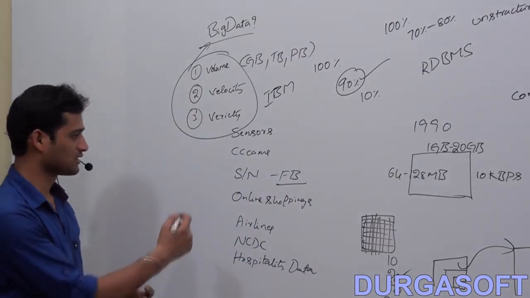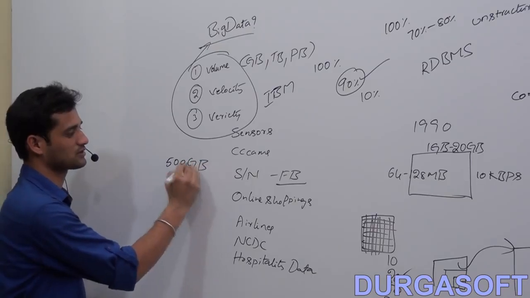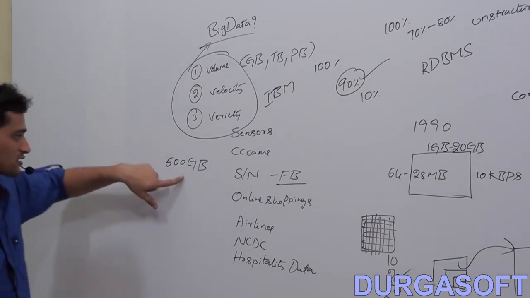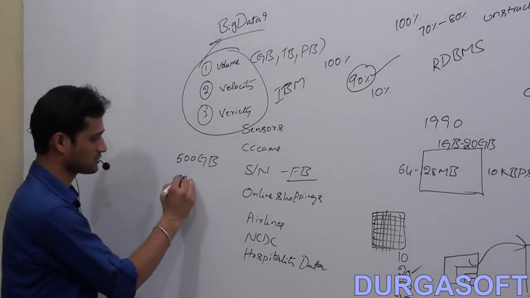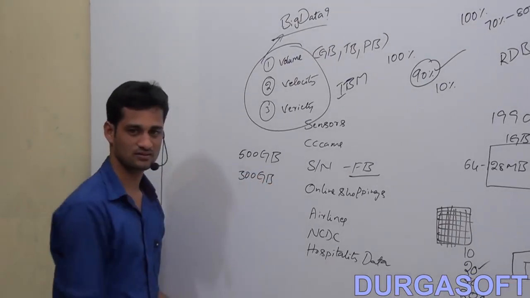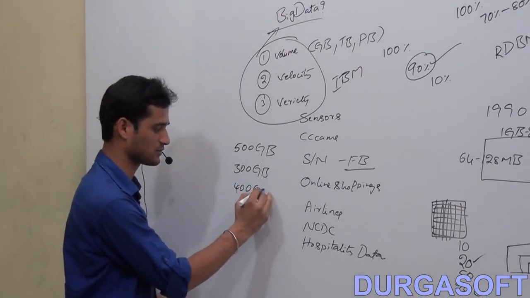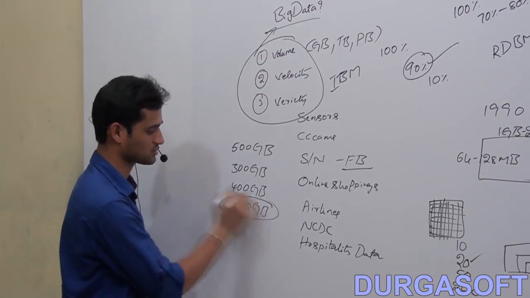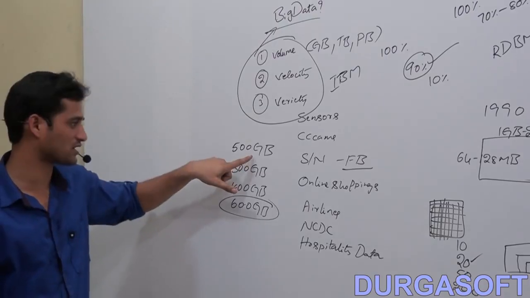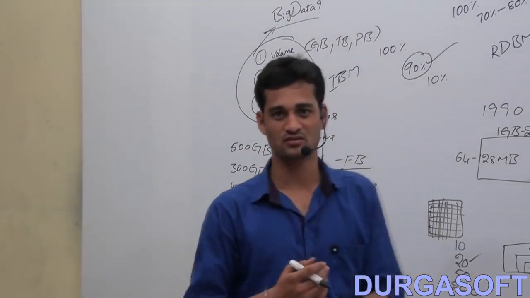Right now, say I am having one system with 500 GB of hard disk capacity. If I want to store 300 GB, is it possible? Yes, definitely. If I want to store 400 GB, yes, it is possible. If I want to store 600 GB, it is not possible, because your hard disk capacity is only 500 GB. You cannot store 600 GB.